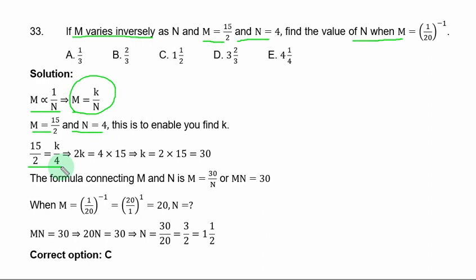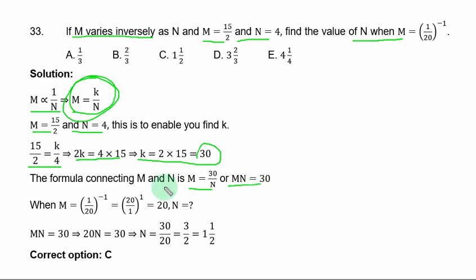Cross multiply to clear fractions. You have 2K equal to 4 times 15. Divide through by 2. K is equal to 2 times 15, and that is 30. After K is known, you simply state the formula connecting M and N. After you replace K with 30, you have it in this form, or MN is equal to 30.